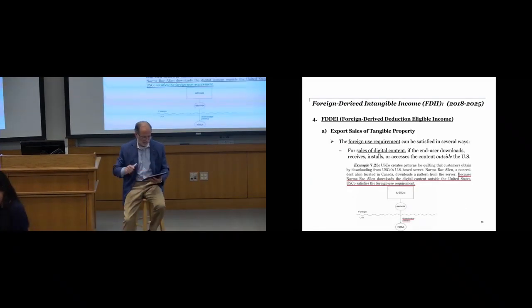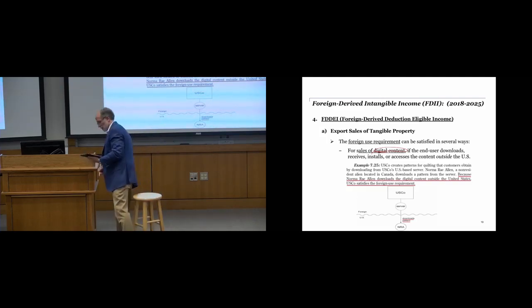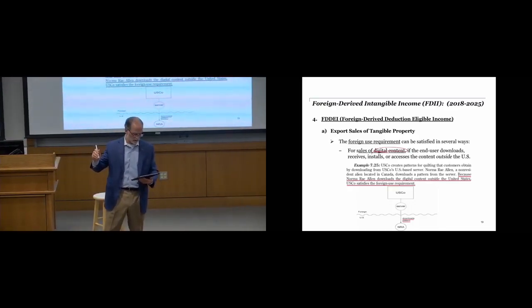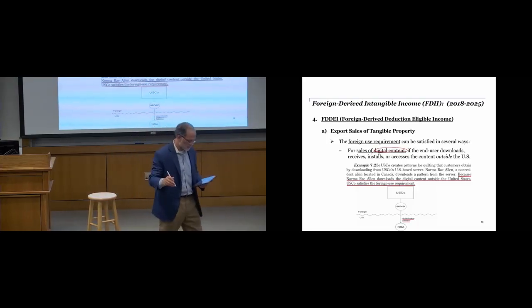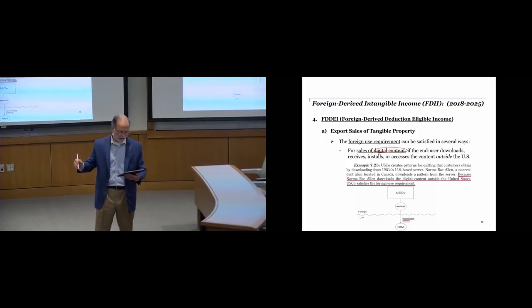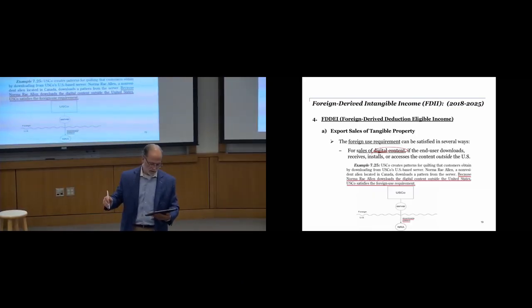Last one. For sales of digital content, if the end user downloads, receives, installs, or accesses the content outside the United States, that can be a foreign use. Okay, I'll do this one real quick. US Code creates patterns for quilting that customers obtain by downloading from US Code's US-based server. Ray Allen, a non-resident alien located in Canada, downloads a pattern from the server. Because she downloads the digital content outside the United States, it satisfies the foreign use content.